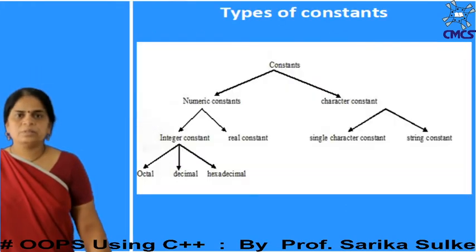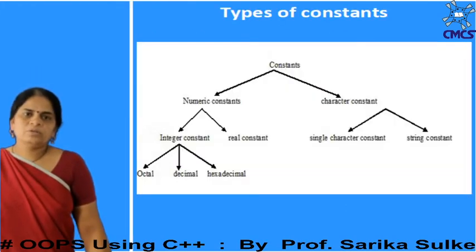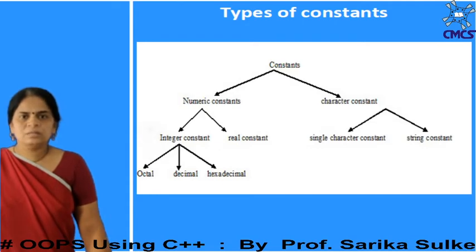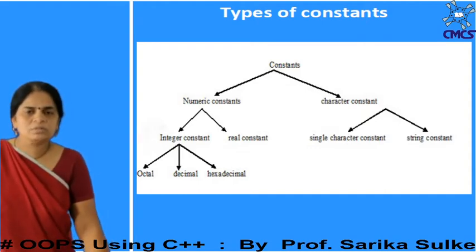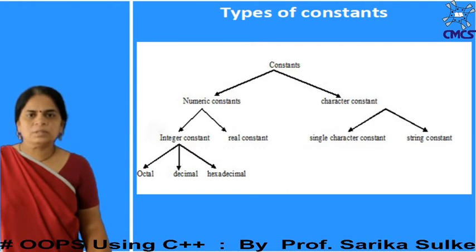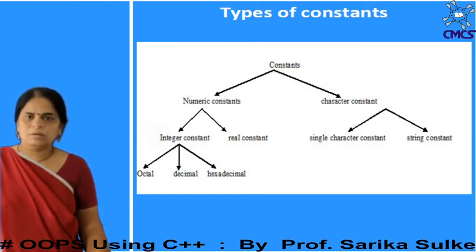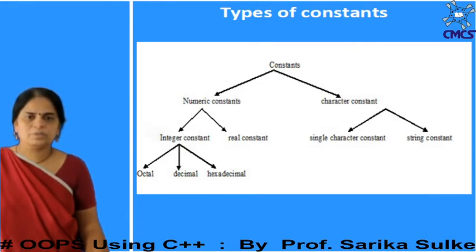So, firstly, we'll see about the types of constants. Actually, we are revising these types of constants. These we have covered last year. Whatever constants are there in C, the same types of constants are there in C++. Mainly, constants are divided into numeric constants and character constants. A numeric constant can contain numbers, a decimal point, and a plus or minus sign. Similarly, a character constant can contain any number, any alphabet, any special symbol, or any white space character.